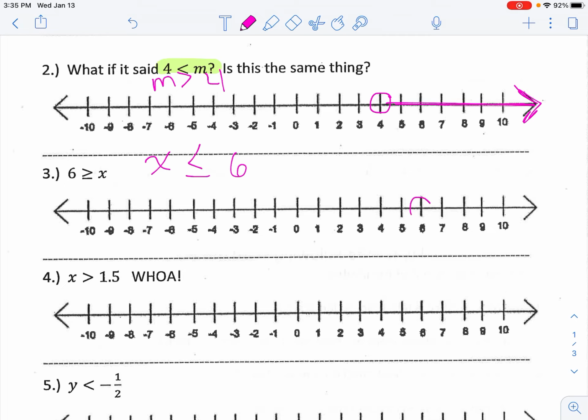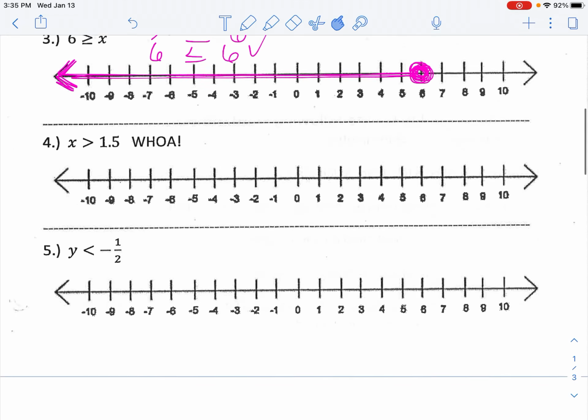I'm going to put my circle at 6. I'm going to darken my arrow the same direction that less than is pointing, to the left. I'm going to darken all of these values between 6 and the end of the arrow. Now this one is going to be a closed circle because 6 has to be included as a solution, because it is true that 6 is greater than or equal to 6. So 6 has to be included as a possible solution for x.